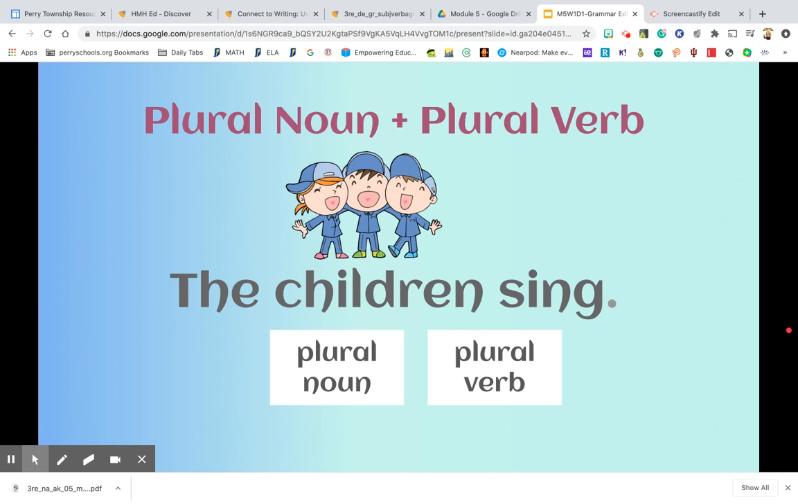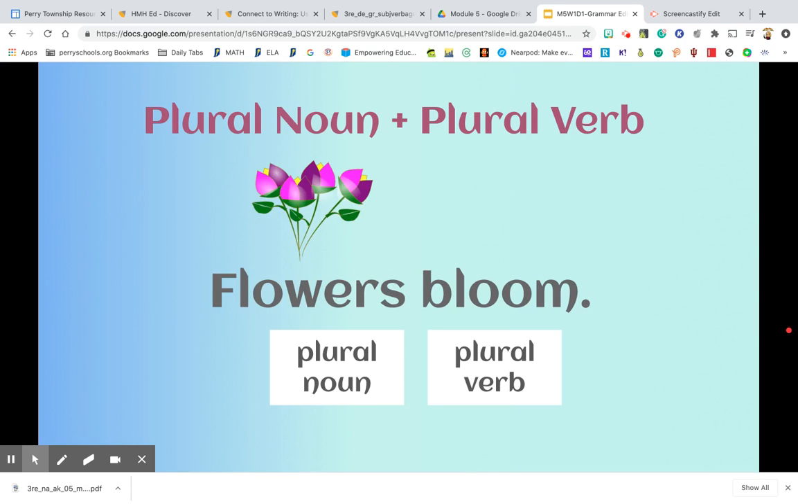The sentence, the children sing, contains a plural noun and a plural verb. The children sing. The plural noun is children. It means more than one. Sing is the plural verb. It doesn't have the S on the verb. Flowers bloom. This contains a plural noun and a plural verb. Flowers is a plural noun. Bloom is the plural verb because it does not have the S on it. Flowers bloom.